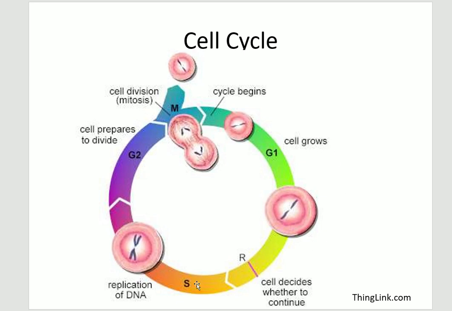So everything before mitosis we call interphase. Interphase takes the longest time. Cell grows, replicates DNA, cell grows some more, and then it's ready to divide. M phase is where mitosis happens. So all of it is interphase until we get to M, which is mitosis.